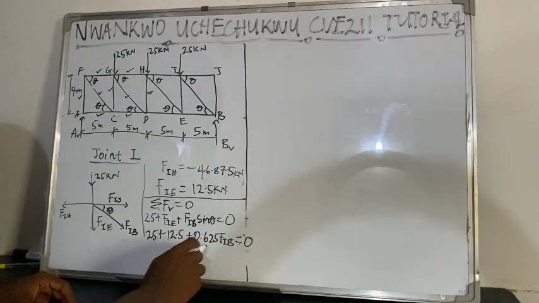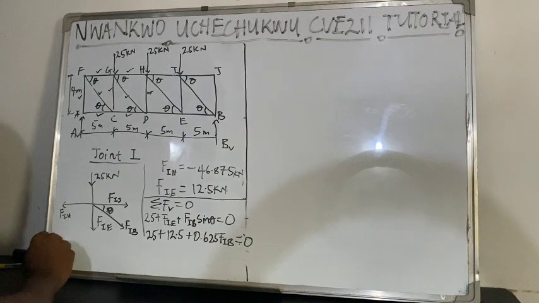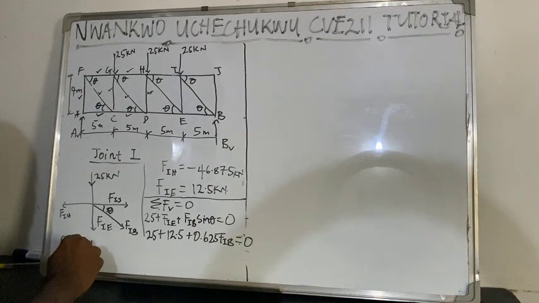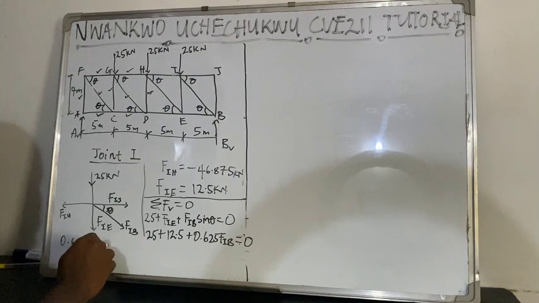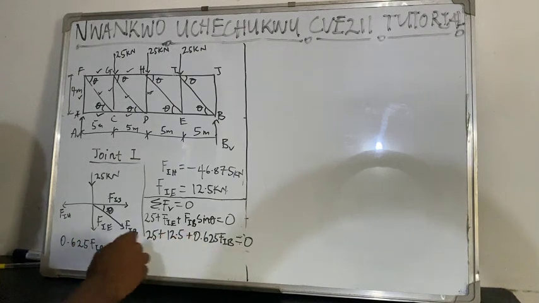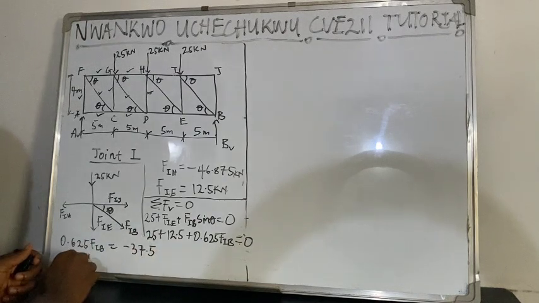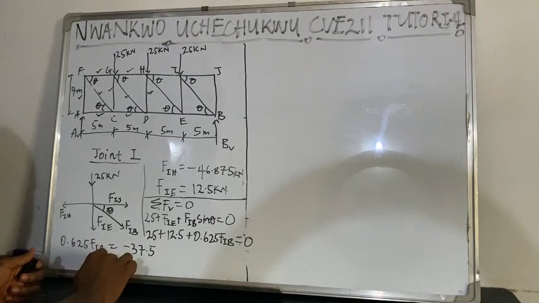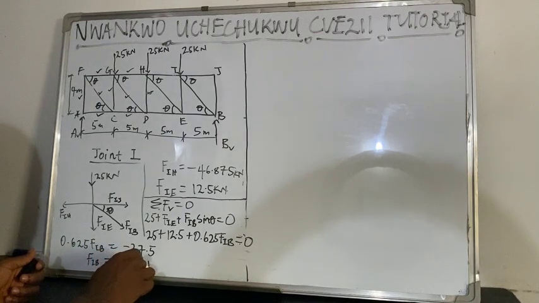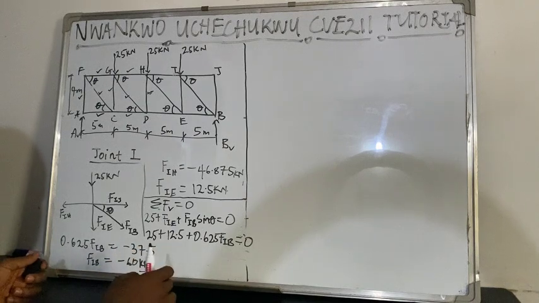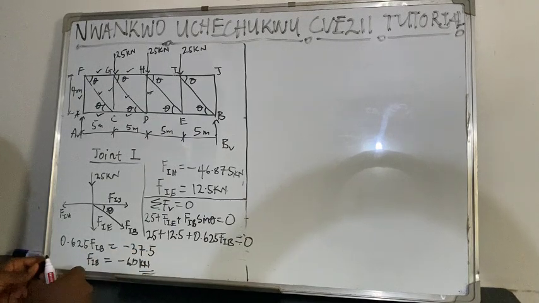So we have this 0.625 FIB, right, is equal to, by the time we sum this up and take it over to the other side, we have minus 37.5, right? And dividing, you're going to have FIB is equal to minus 60 kilonewtons. And the force is in compression because it's negative.